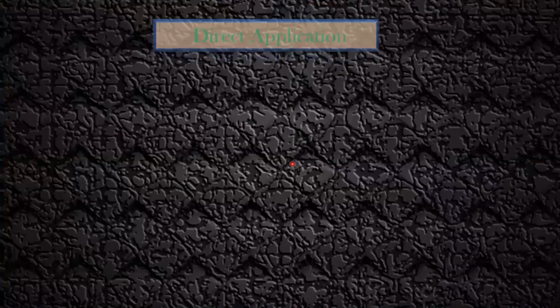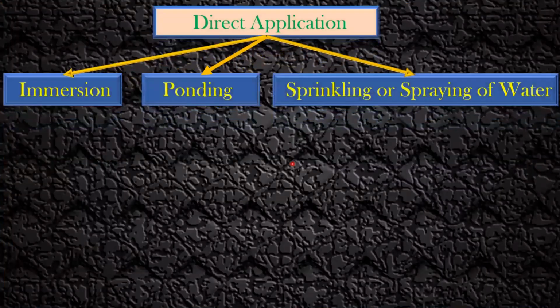To be more precise, it has been divided into three different categories. The first is called direct application, where water curing can be done directly. In the direct application, we have immersion, we have ponding, and we have sprinkling or spraying of water.